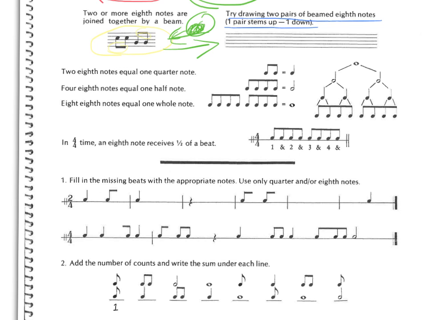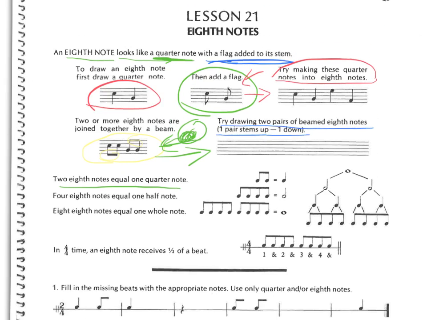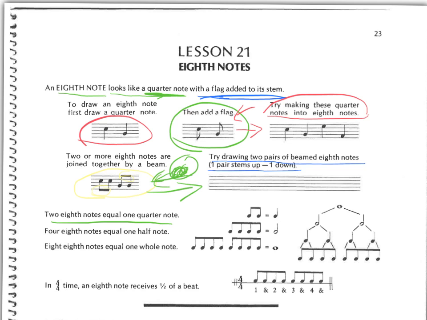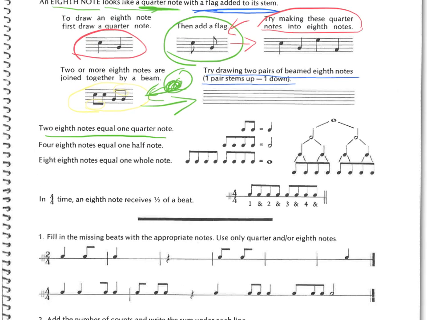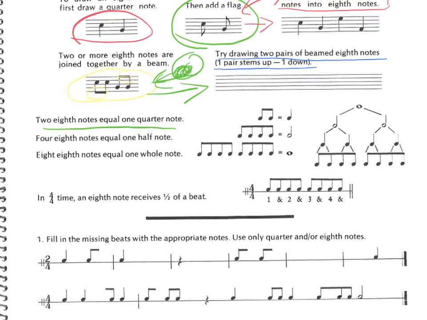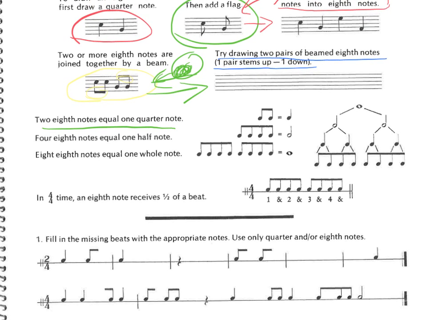Then they get you doing some math. Let's take a look. Two eighth notes equal one quarter note. That's right, because if you remember up here, an eighth note is small. Well, it doesn't really say that, but it explains it here. An eighth note is half the value of a quarter note. Yes, it is. It's half the value. So therefore, two eighth notes equal a quarter note. Four eighth notes, I did say four, equal one half note. And eight eighth notes, one whole note.